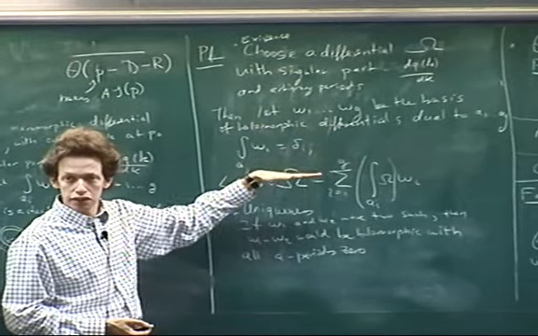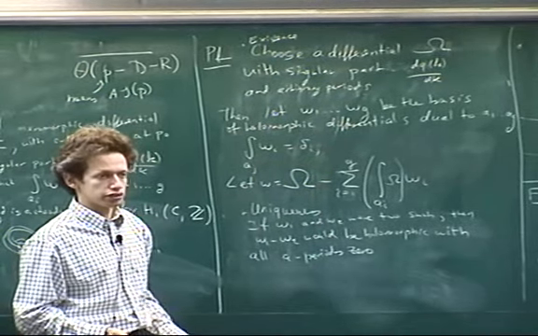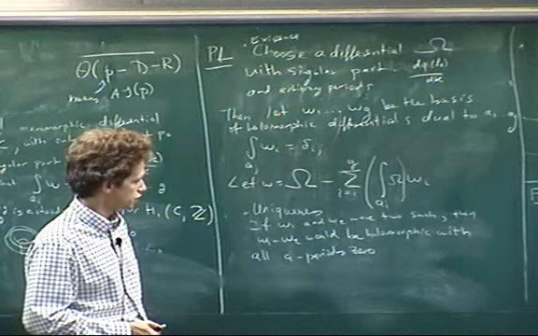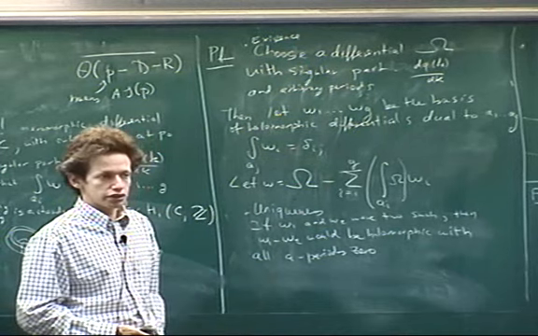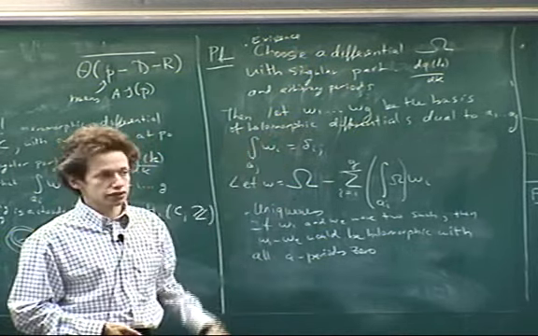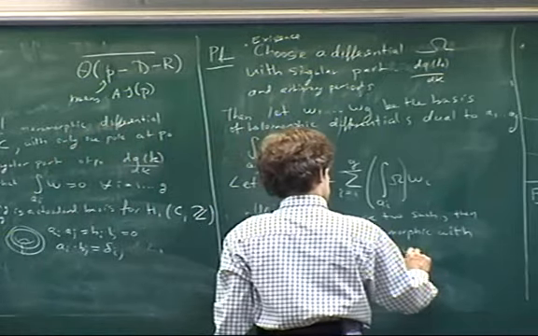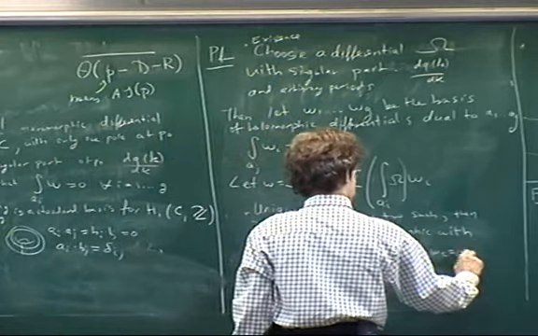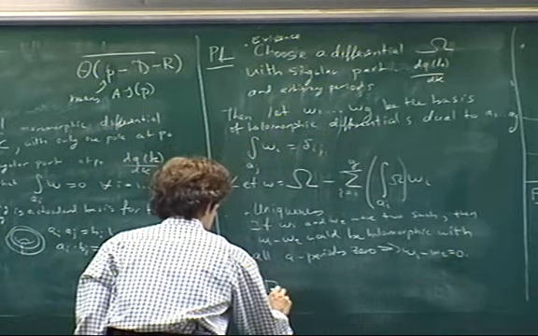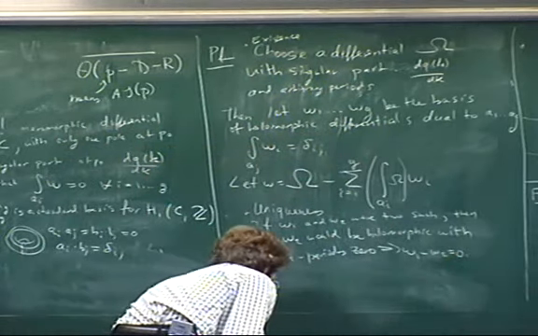So if you have a holomorphic one form with all A periods 0, then it has to be a 0 linear combination of these guys. So this means omega 1 minus omega 2 is 0. So we proved the lemma.